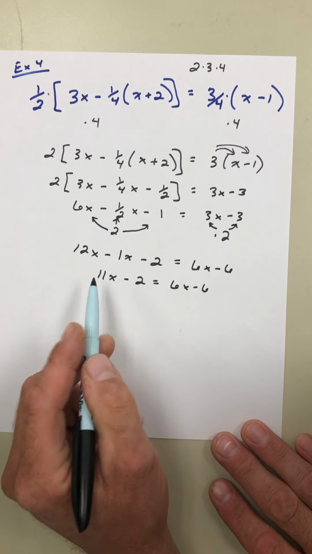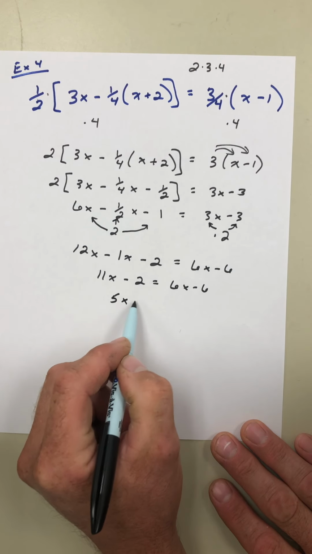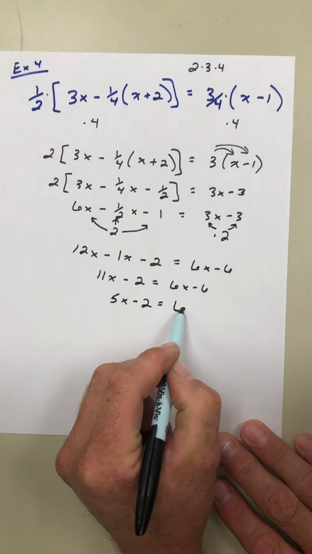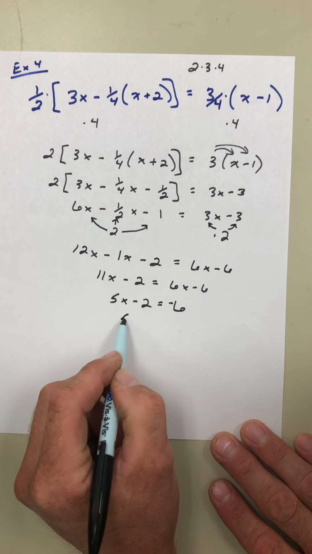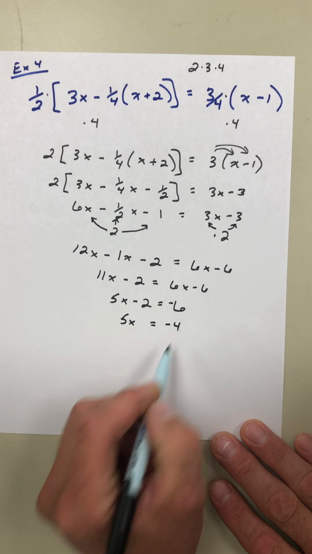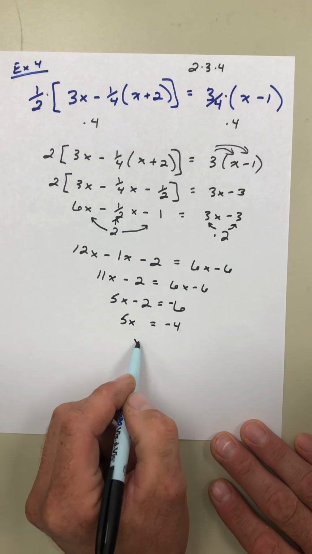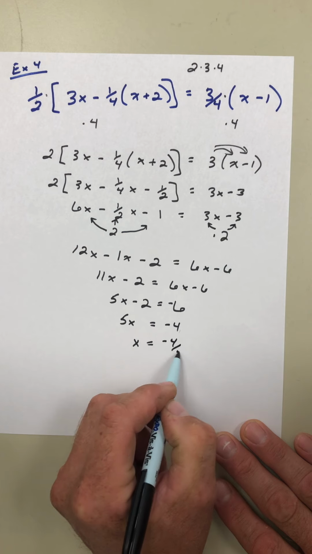I'm going to subtract my 6x over. So I get 5x minus 2 is going to equal negative 6. Add 2 over. So 5x is going to equal negative 4. Divide by 5, so x is going to equal negative 4/5.